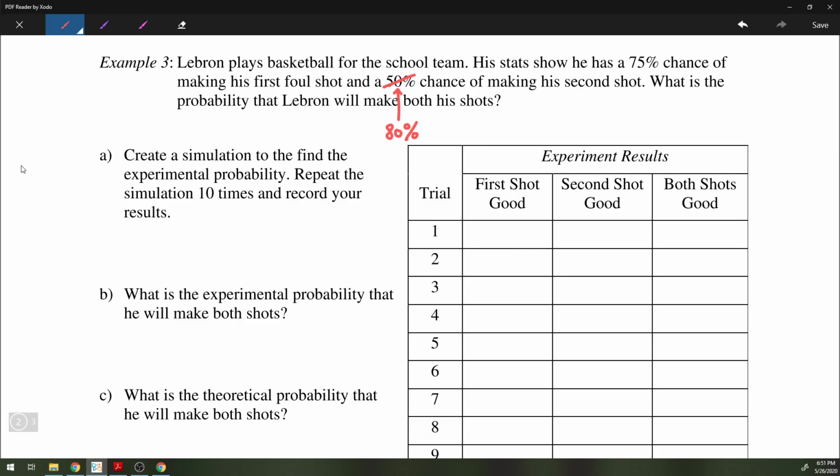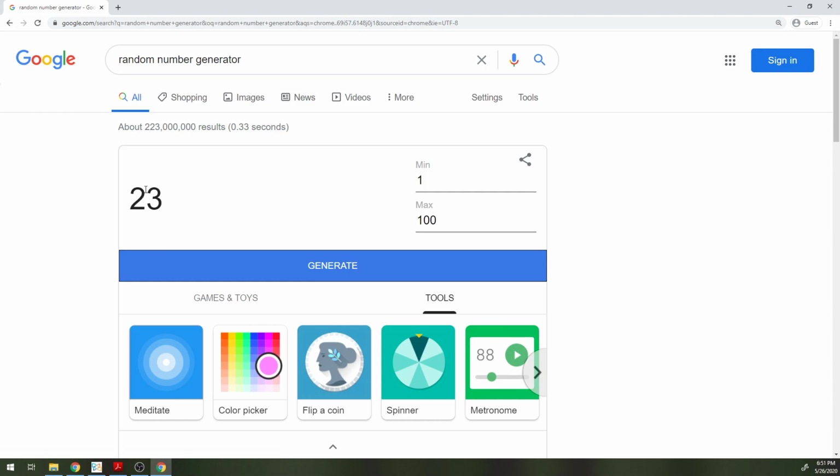Well, we create a simulation to find the experimental probability because we're not going to be able to find a 75% free throw shooter and have them shoot the throws. So we're going to use a simulation instead. In this case, we're going to use a random number generator from 1 to 100. If it's 75%, then anything from 1 to 75 would be a made foul shot.